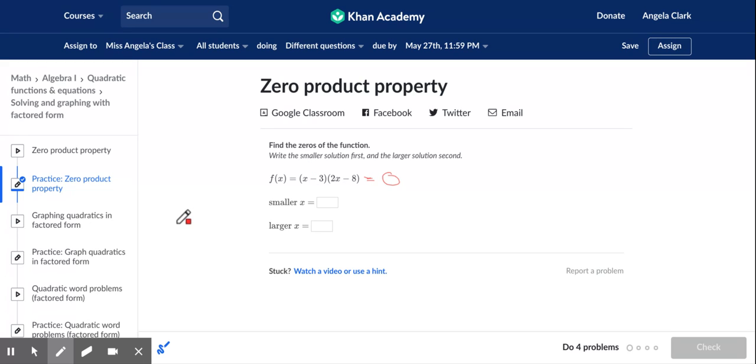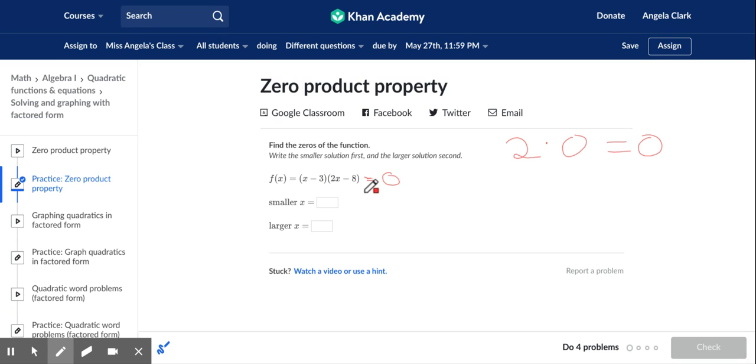Basically, the idea behind the zero product property is that anything times 0 is 0, right? Doesn't matter what number this is, anything times 0 is 0. So if I can get either of these to equal 0, then the whole thing will equal 0. So if x minus 3 is 0, then when I multiply it by whatever this is, I'm going to get 0. If 2x minus 8 is 0, then when I multiply it by whatever this is, I'm going to get 0.